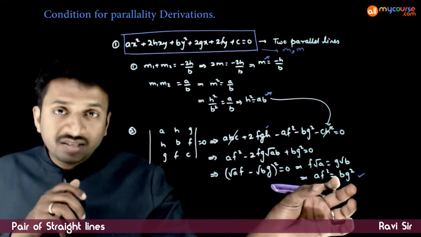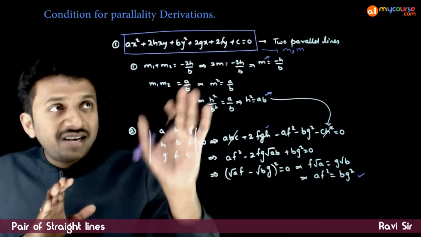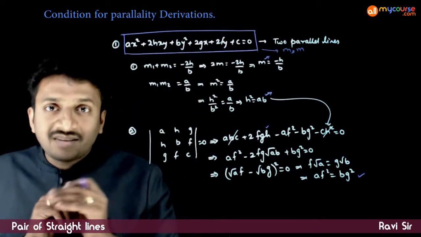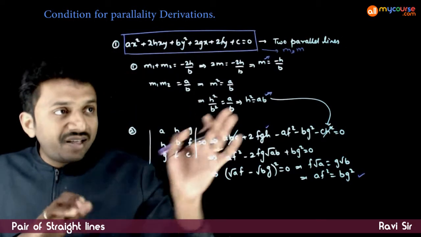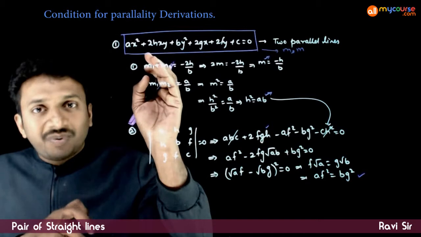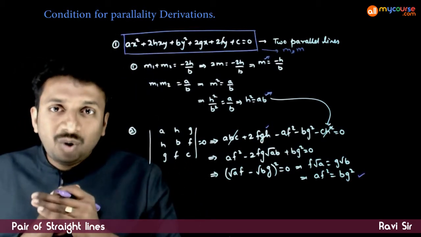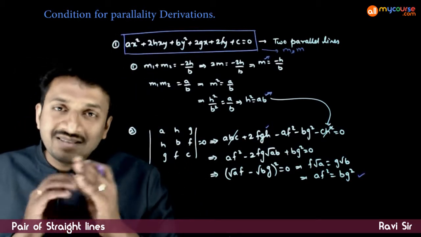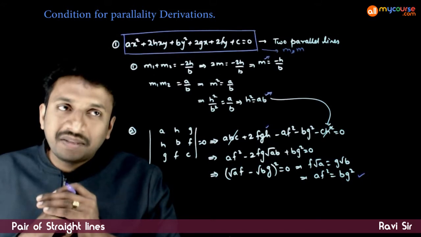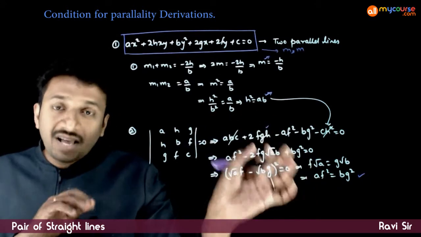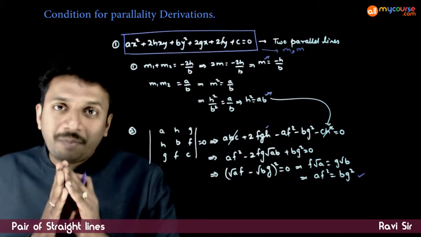If af square is equal to bg square, then this represents a pair of lines, a real pair of lines. And if h square is equal to ab, they represent two lines with the same slope. Hence they become parallel. So these two conditions ensure that the lines are parallel to each other.